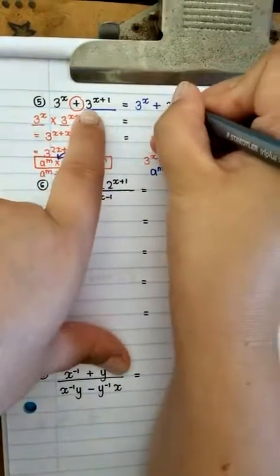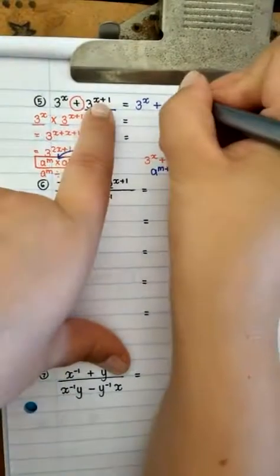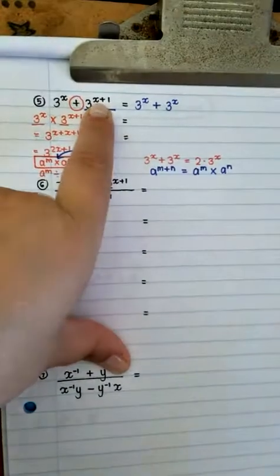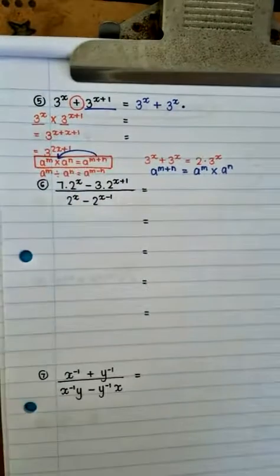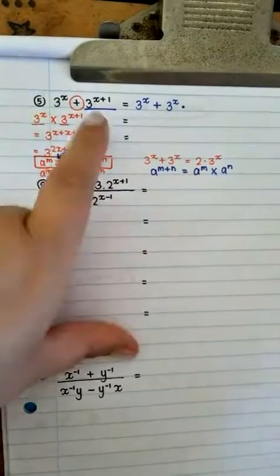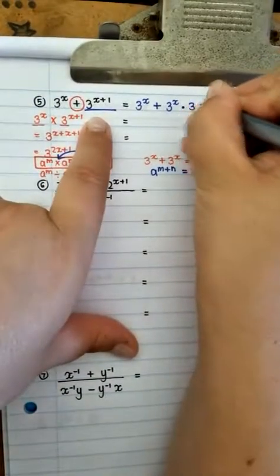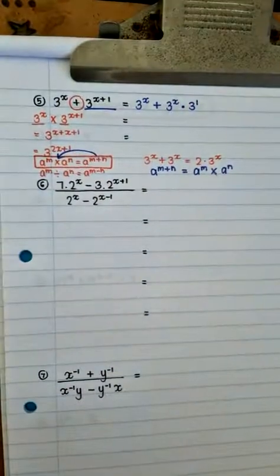So we have our base of 3 to the power of the first term of the exponent. Then we split it up. I'm just going to use the dot. You can use the times symbol if you want. The same base with the second term of the exponent.